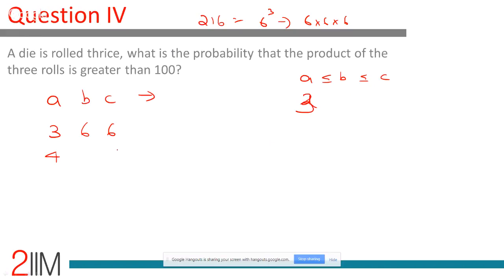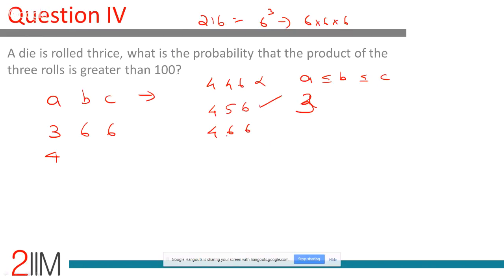4, 4, 6. 4 into 4, 16. 16 into 6, 96. So 4, 4, 6 doesn't work. So starting with 4, 4, we don't have anything. So let's move to 4, 5. 4, 5, 5 is just 100. That doesn't work. 4, 5, 6 would work. 4, 6, 6 will obviously work.